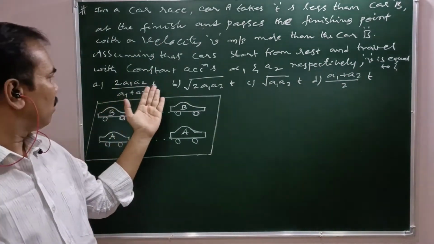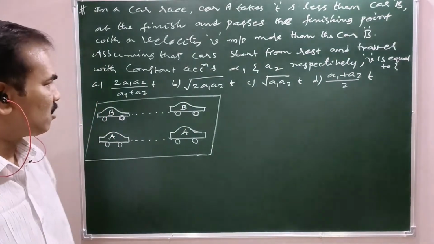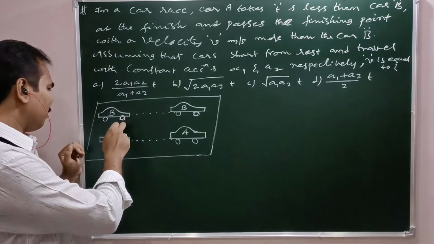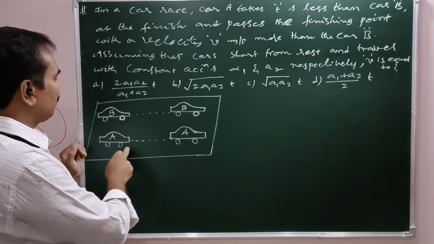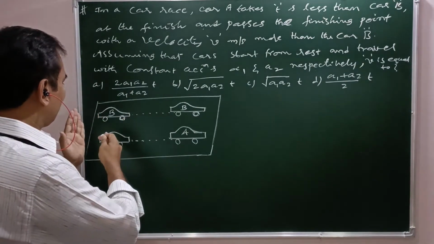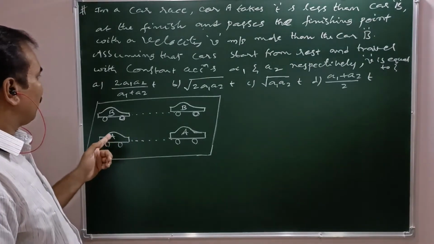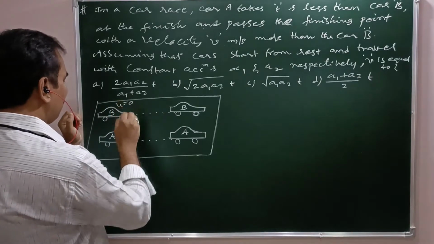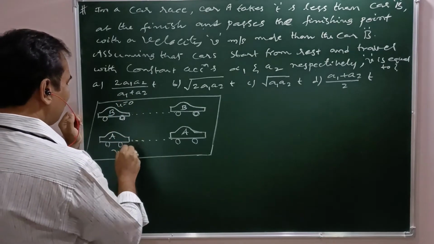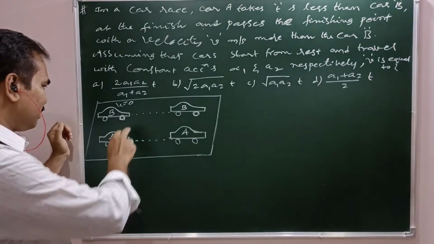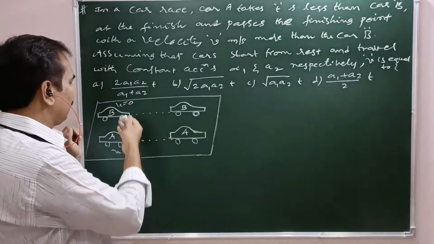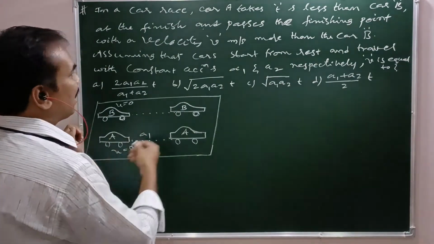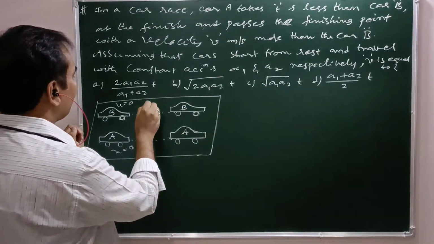Here we have 4 options. See here, car A, car B. So these are the initial positions of the cars. Both are ready to take the run. Both start from rest, which means initial velocity 0, for B it is 0 and for A also initial velocity 0. So this is the direction of the cars. What is the acceleration of car A and B? For car A, let it be a1 from the data, and for car B it is a2.